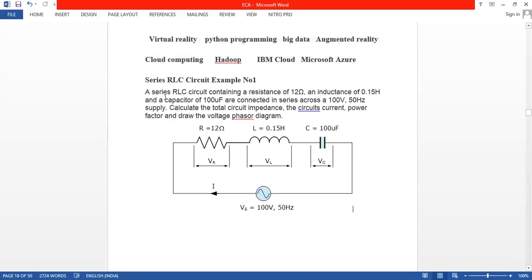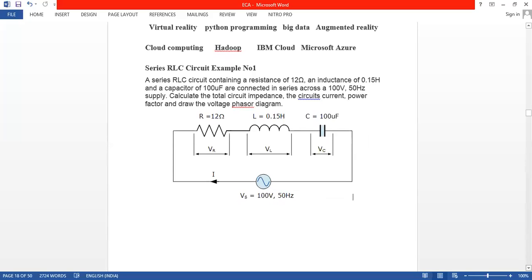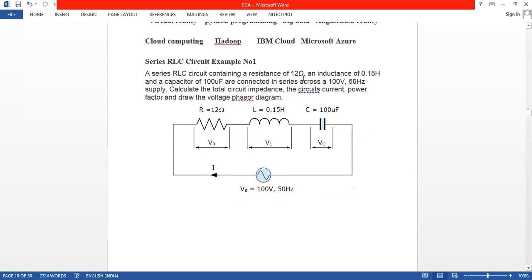They have given the question: a series RLC circuit, so we have to draw the circuit. A resistance, inductance, and capacitor are connected in series across a 100 volts, 50 hertz supply. Calculate the total circuit impedance, circuit current, and power factor. First our aim is to calculate the current, how much current is flowing. So all the students, we have to draw this circuit by studying the question. We have a resistor, inductor and capacitor.